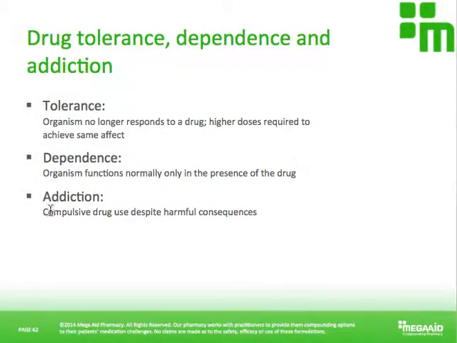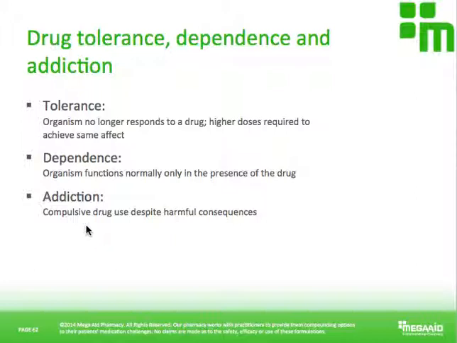And then addiction is basically compulsive use of a drug despite harmful consequences. So what this means is that somebody is using the drug even though maybe they're causing direct tissue harm or injury to their body. For example, in Eastern Europe, there's an illicit substance known as crocodile. It's a very highly addictive drug, but injecting it can cause severe body damage.